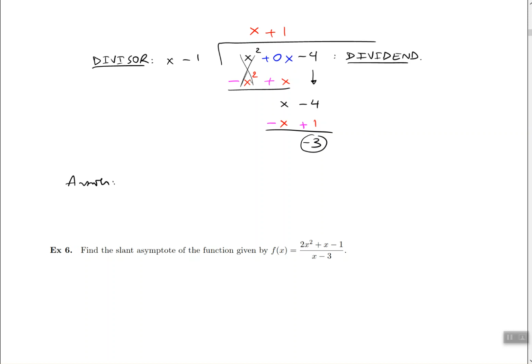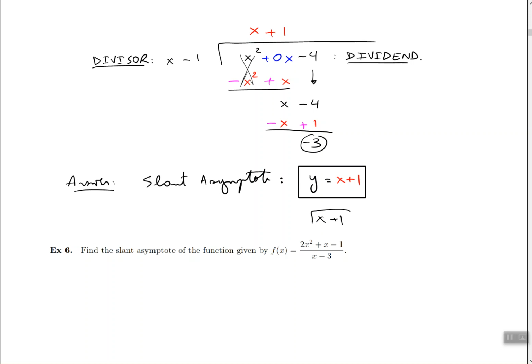So what is the answer? The answer is the slant asymptote is going to be y equal to the quantity in red. Now, a lot of people forget to write the letter y. Just remember the y is important. It has to be an equation of a line. It has to have an x and a y. So if you forget the y, you're going to lose points basically, okay? Because you're not given the complete equation. If you don't give the y, you get x plus 1, and this is not even an equation of a line. Remember, we're looking for the equation of a line.